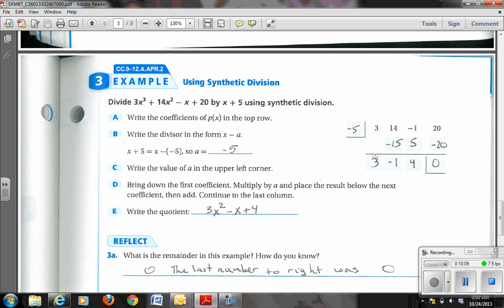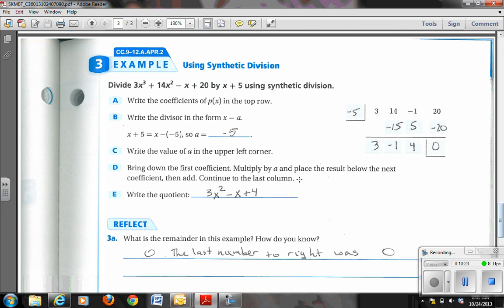I bring the 3 down. I multiply. I add. I multiply, I get 5. Add, I get 4. Multiply, -20. Add, I get 0. Okay, so the remainder was 0. That tells you that x plus 5 divided into it evenly. It was a factor of the cubic. Okay, so the quotient, the 3, minus 1, 4, again, are the coefficients 3, minus 1, 4.